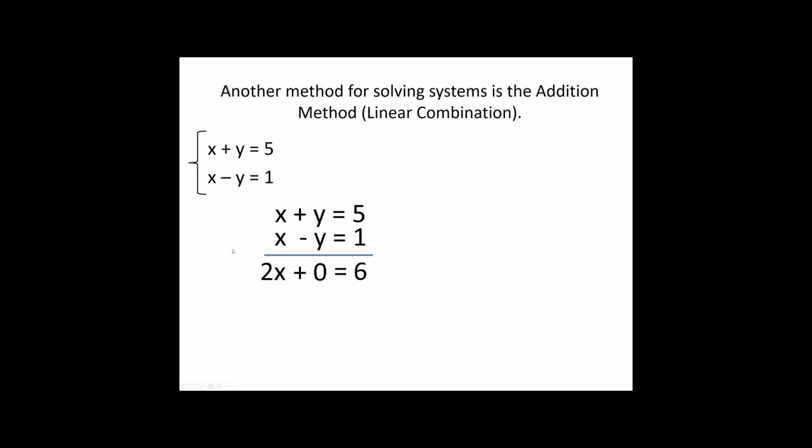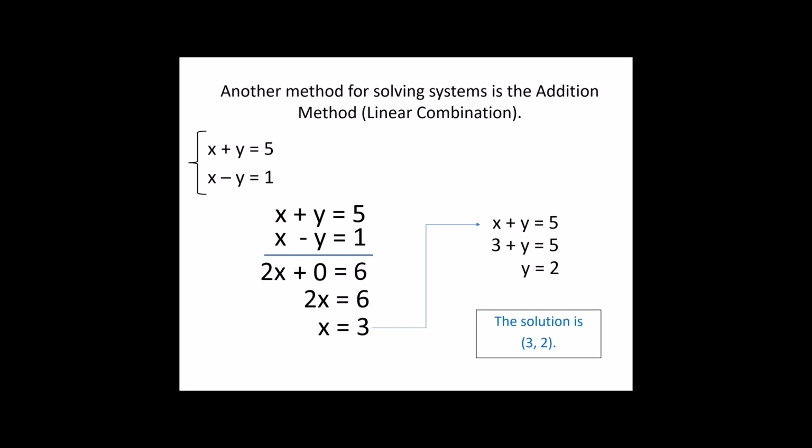Using this single variable equation, I can solve to find the value of x, which in this case is a 3. Notice that's very different from the substitution method. In the substitution method, I had to have one of these variables by itself. This method actually works the best if my linear equations are in standard form. But just like the substitution method, once we know the x, we can pick either one of these equations, plug that x in, and solve to find y. Your solution is the coordinate 3, 2.